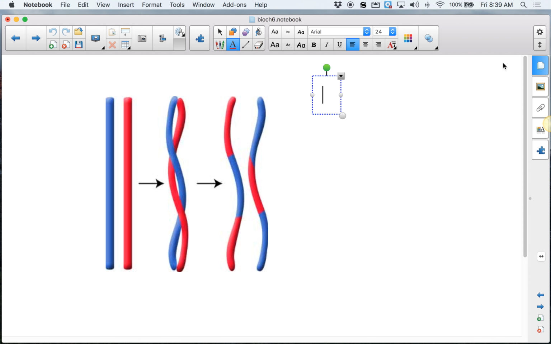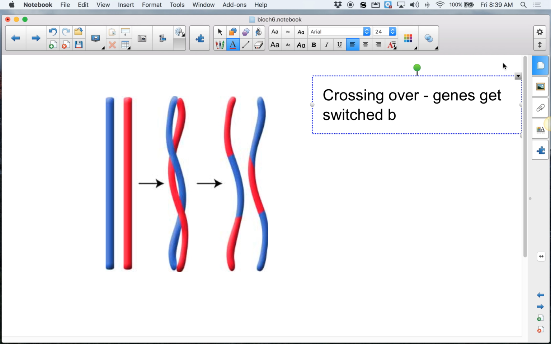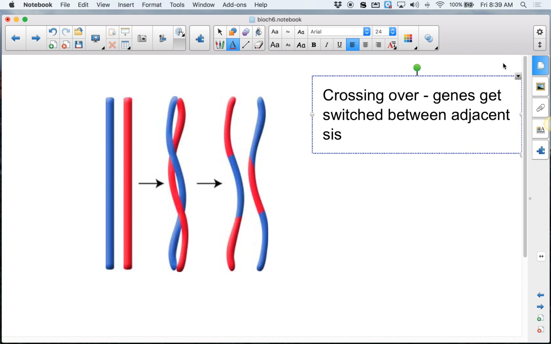So what we should write here is that in crossing over, genes get switched between adjacent sister chromatids.